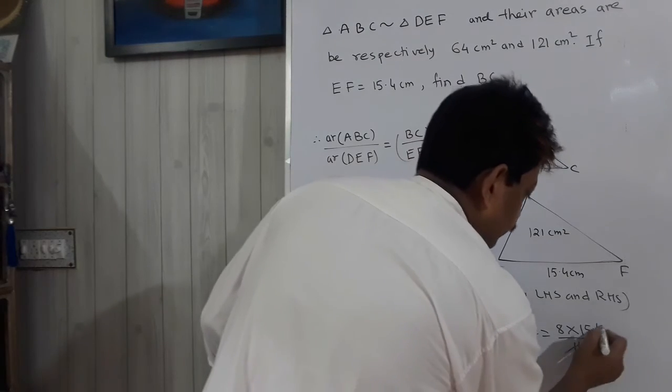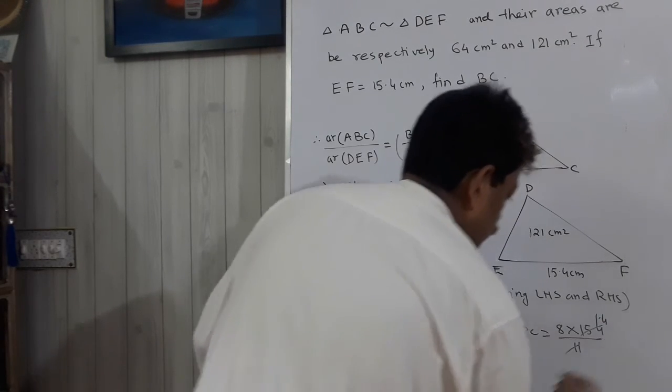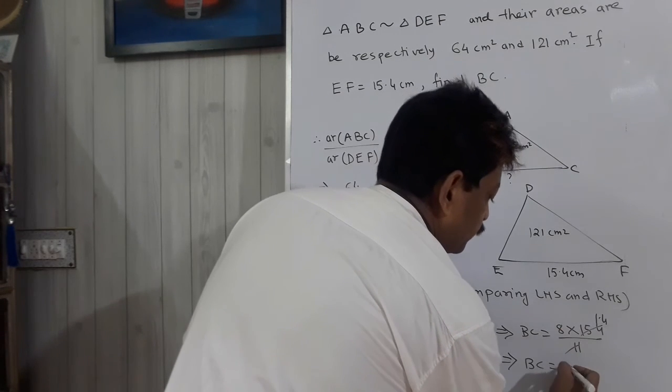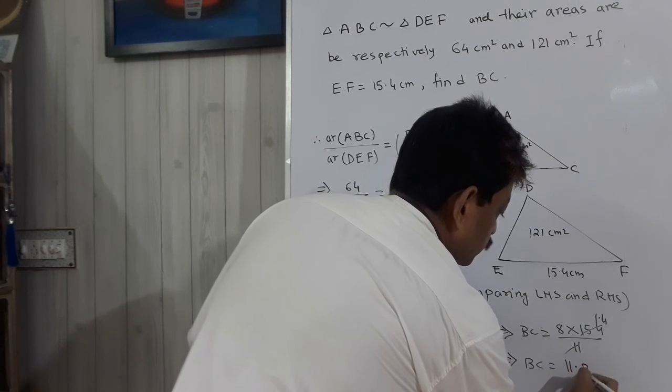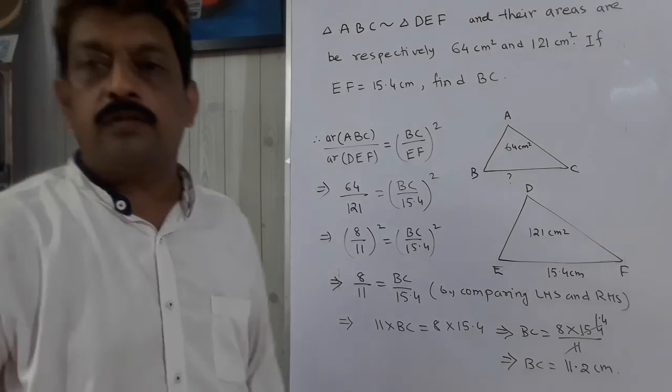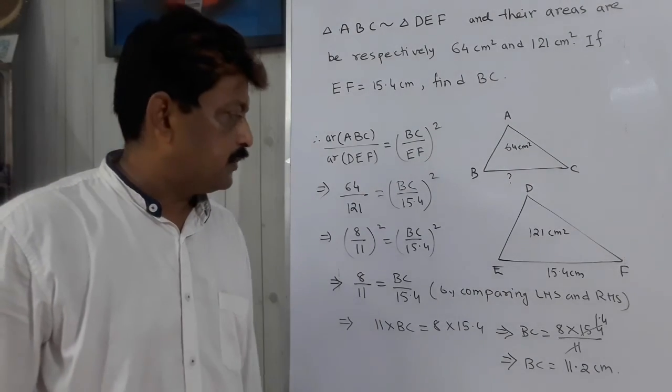So 15.4 divided by 11 is 1.4. Therefore BC is equals to 8 multiplied with 1.4, which is 11.2 centimeter. We have got the answer. Hope you have understood. The sum was very easy, isn't it?